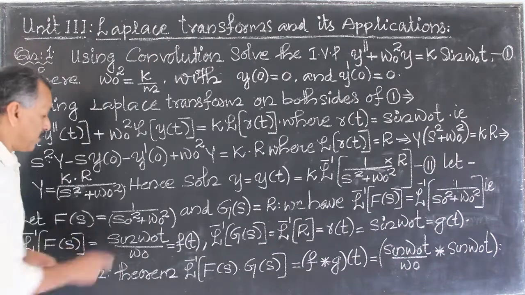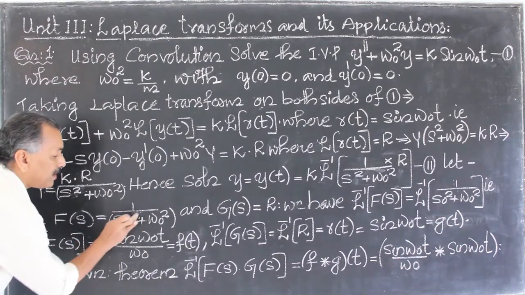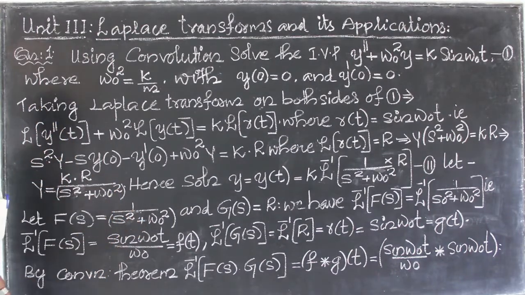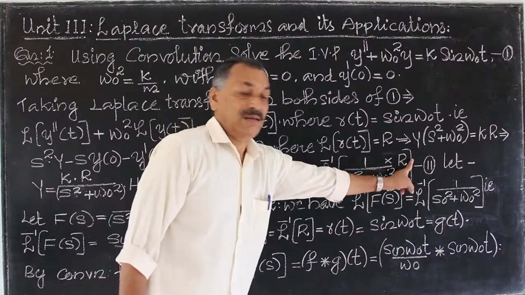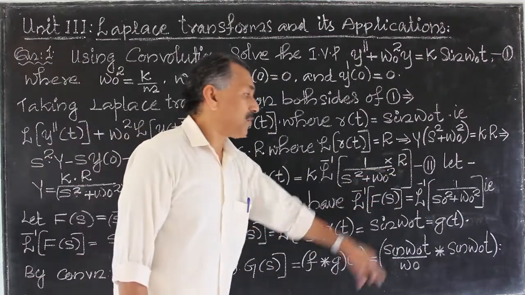Let F(s) is equal to 1 divided by s square plus omega square, not s naught square, s square plus omega square. And G(s) is equal to capital R. The F(s) into G(s), now the formula: then what is L inverse of F(s)?